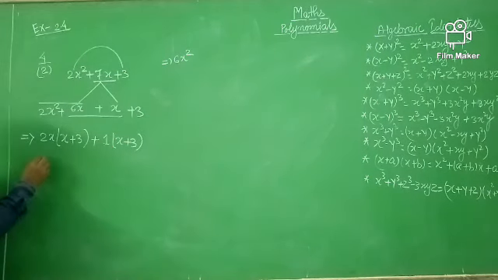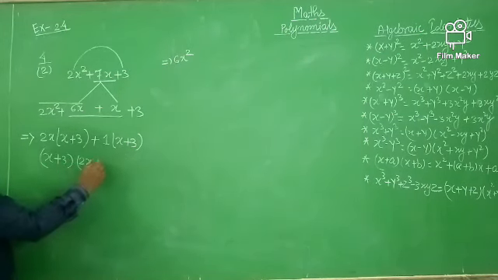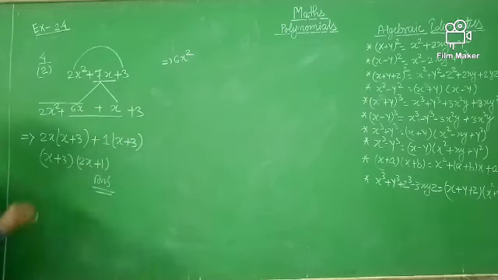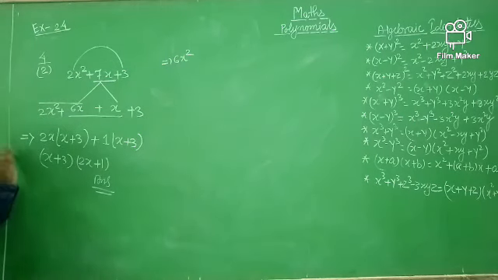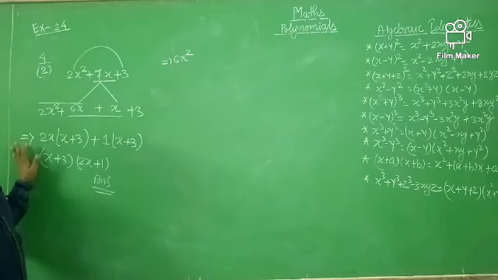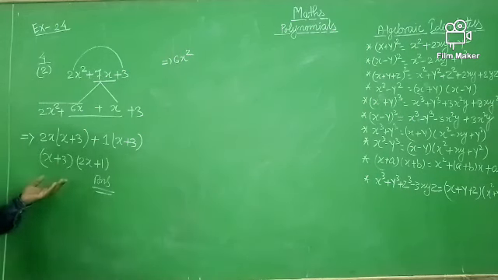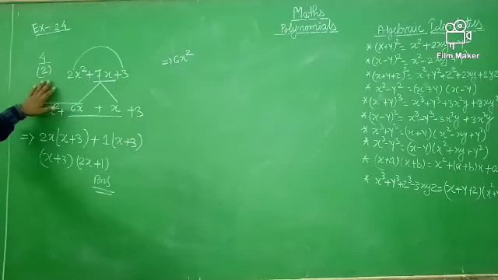Therefore, x plus 3 is the whole common, and here is 2x plus 1. So this is the answer: x plus 3 and 2x plus 1. So if you want to factorize a quadratic polynomial, then you apply the method of splitting the middle term. So you can factorize all the questions related to the quadratic polynomial.